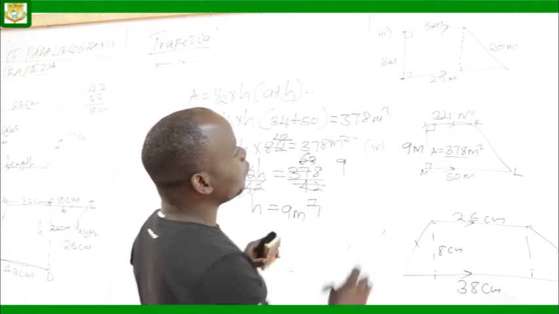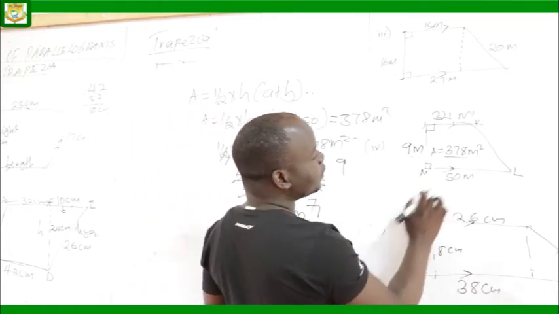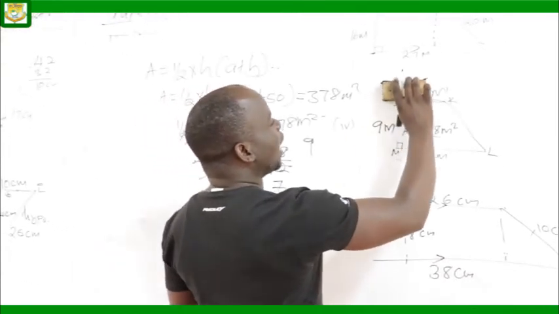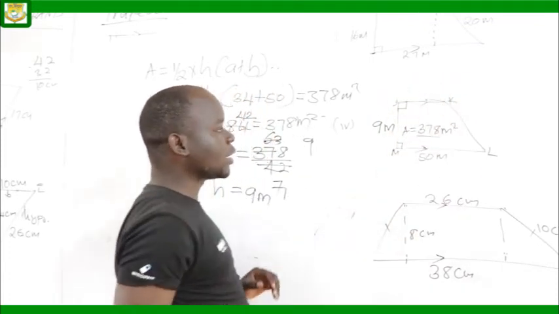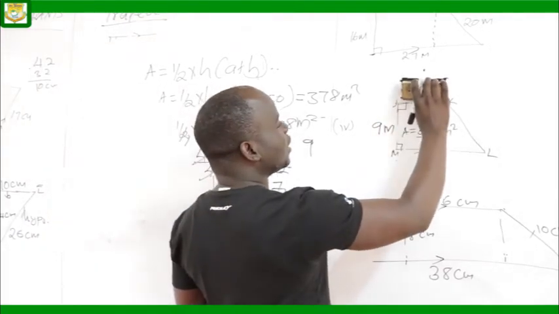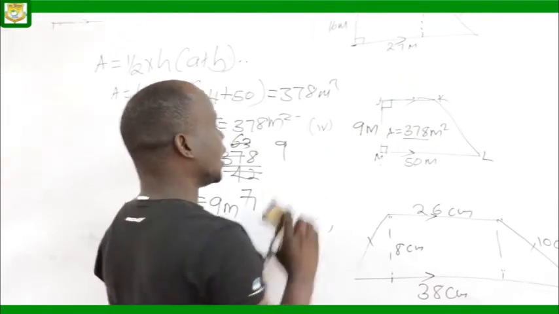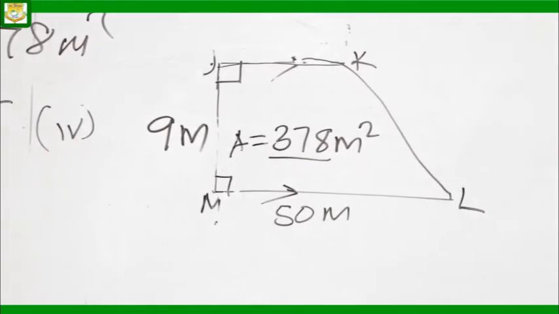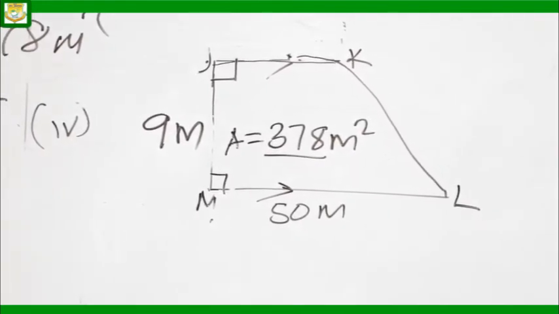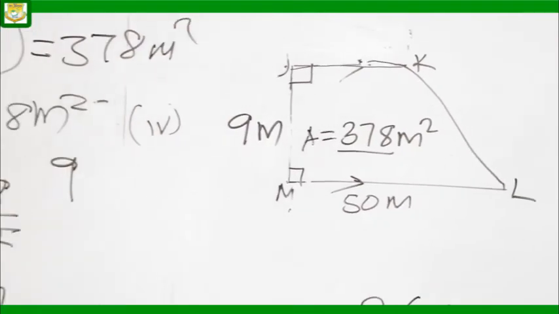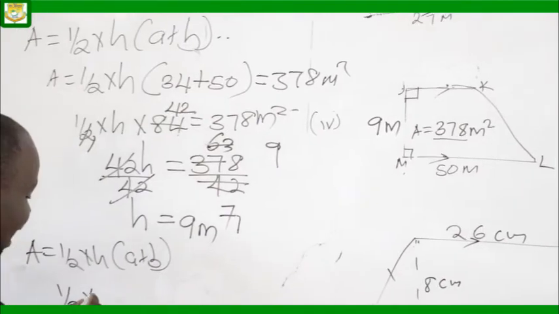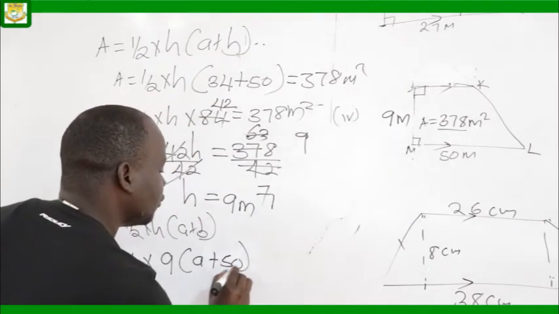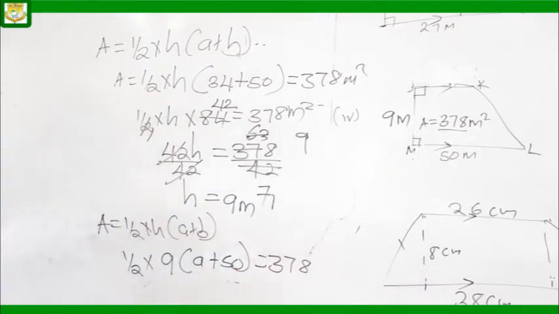Now we have our height as 9, and we have 50 and 34 as the two parallel sides. But at times, you can also be asked to get one of the parallel sides. How do we do that? Let us assume we have not been given that side, but now we have 9, 50, and the area. Let's see how we can get the 34. So you write your formula, a half times height times the sum of the parallel sides. So you say a half times, now you have the height as 9, into A, which you don't have, plus B, which you have, 50, it will give you the area 378 meters squared.